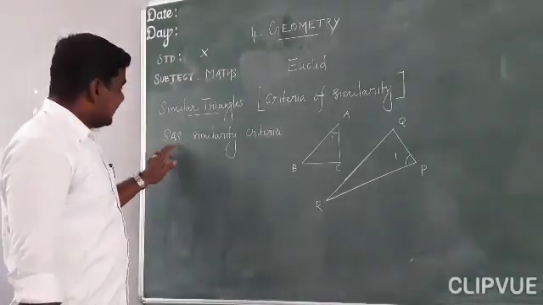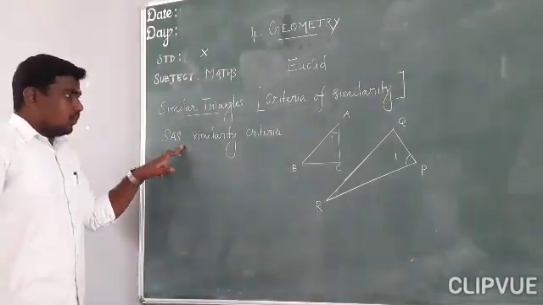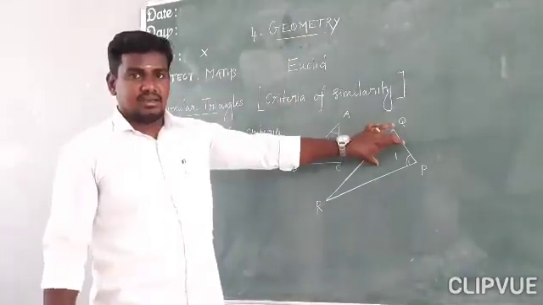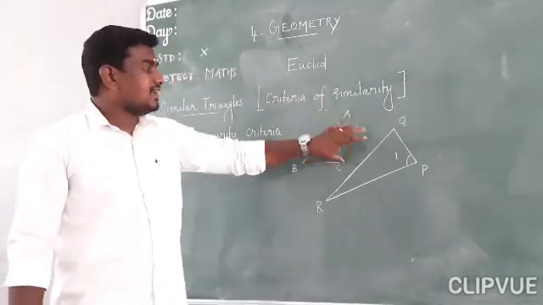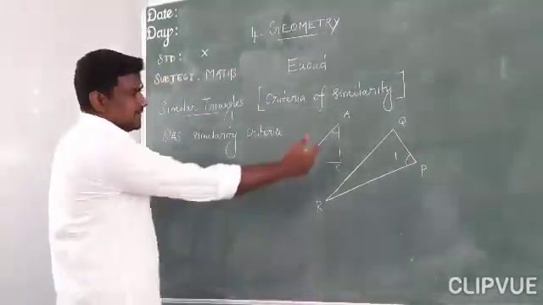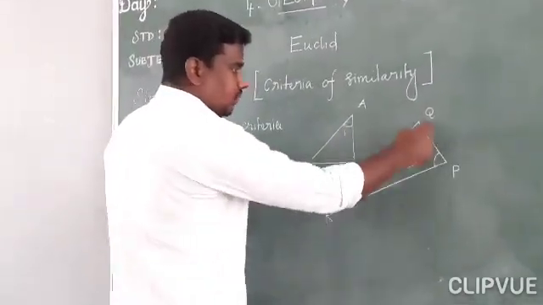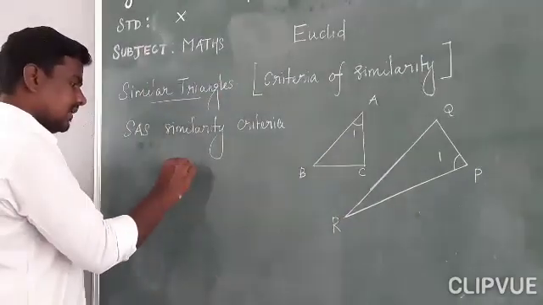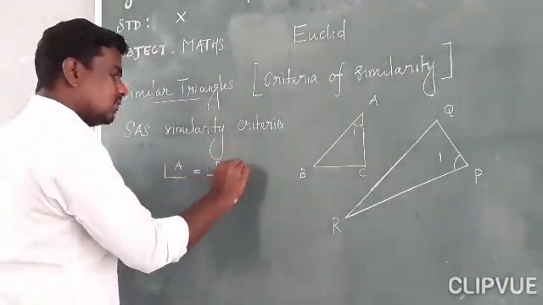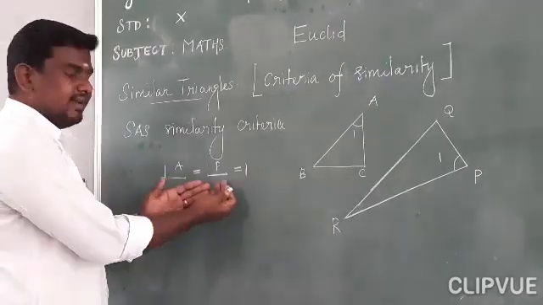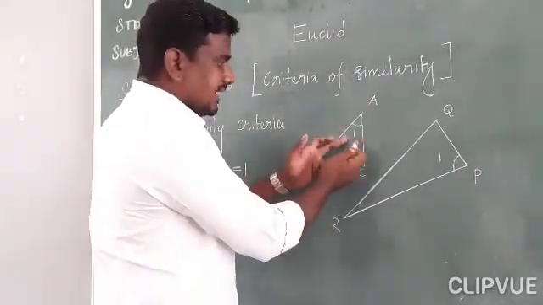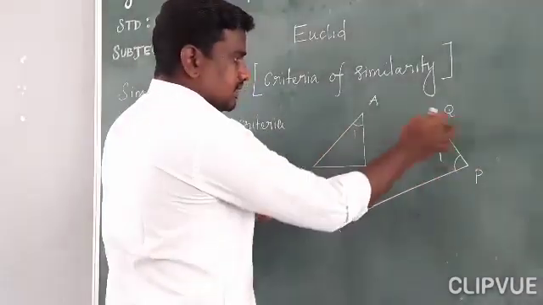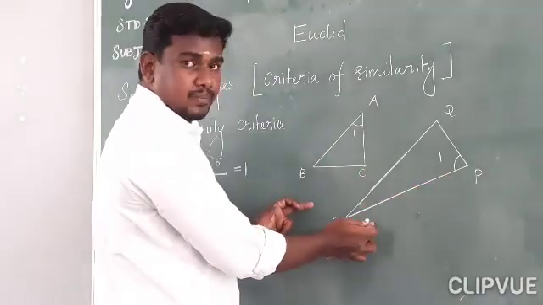The second one, side angle side. If one angle of a triangle is equal to one angle of another triangle, and the sides containing the angle, for example, the triangle ABC and triangle PQR. Here angle A is equal to angle P, whatever it is. If it is 30 degrees, it is also 30 degrees. The angle contains the sides. Here AB, then here PQ, here AC, here PR.